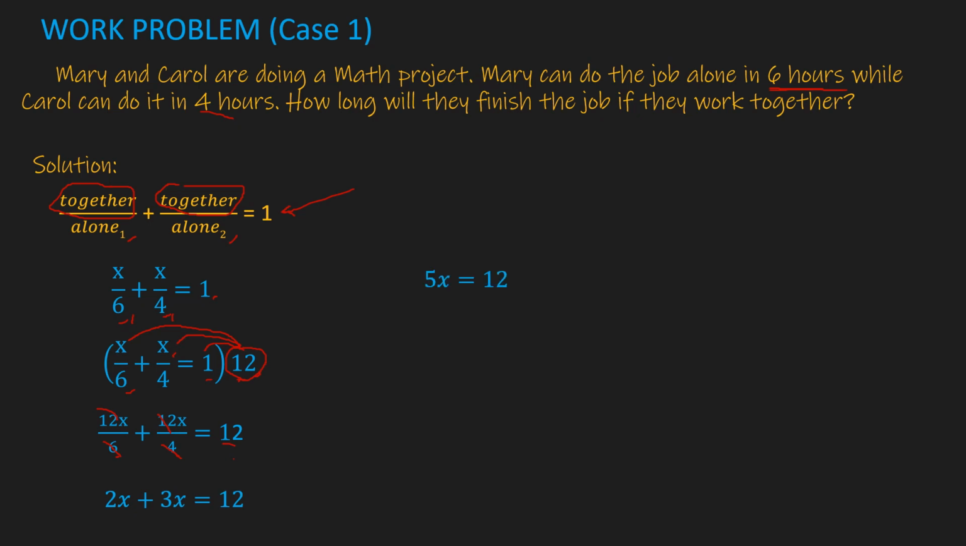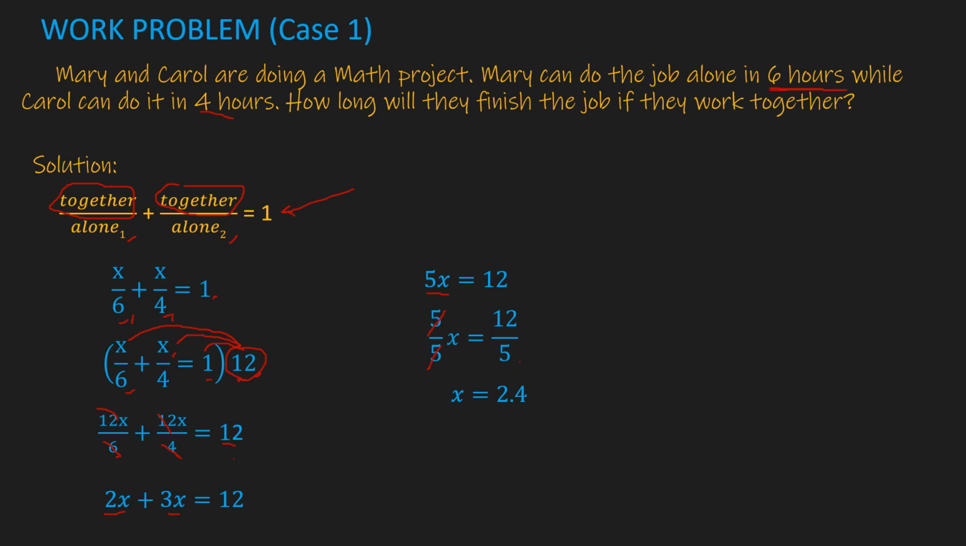And combining similar terms, because 2x and 3x are similar terms, then combining their numerical coefficients, you have 5x equals 12. And solving for x, then divide all sides by 5, which is the coefficient of x. So 5 over 5 cancel out, and 12 over 5. And now we have x equals 12 divided by 5 is 2.4.